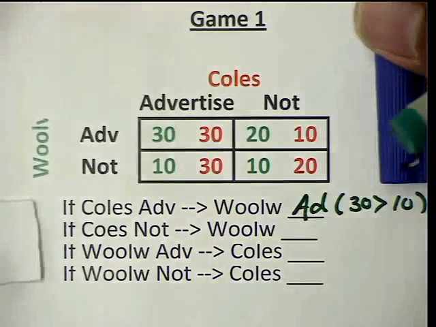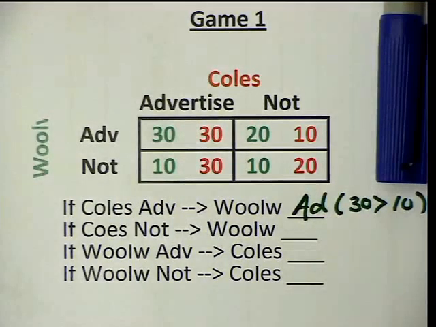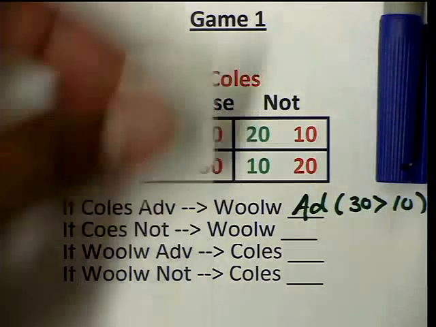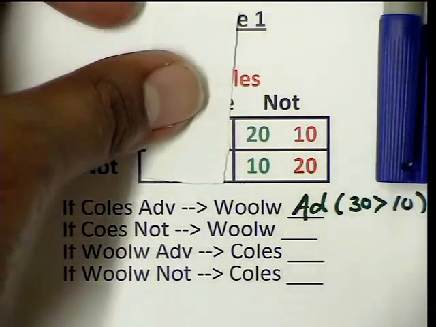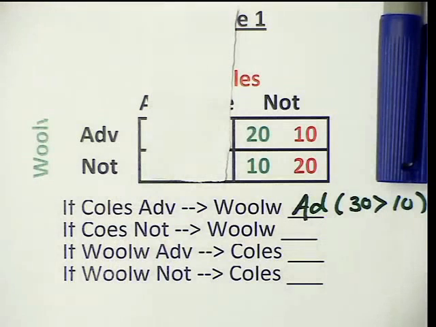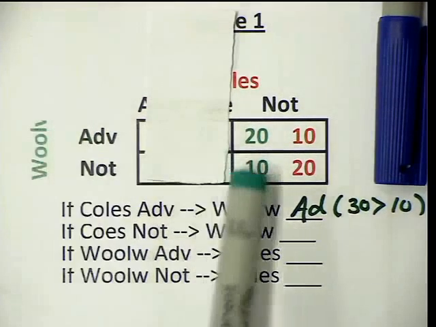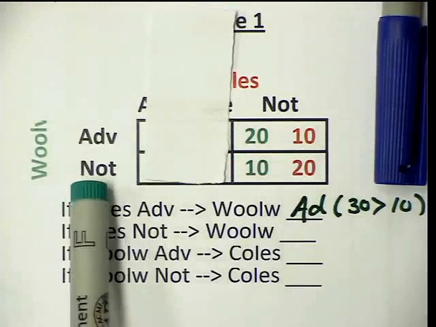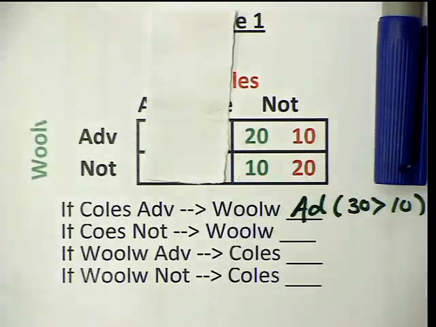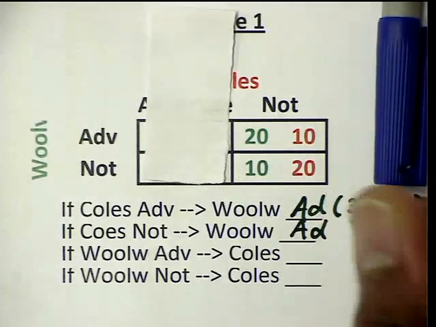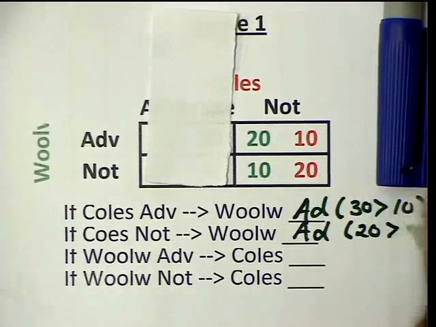If Coles does not advertise, which 2 cells should I cover? The advertised ones, because now we're saying Coles does not. Woolworths is advertised, take 20. Woolworths does not advertise, take 10. What's better? Advertise and take 20.